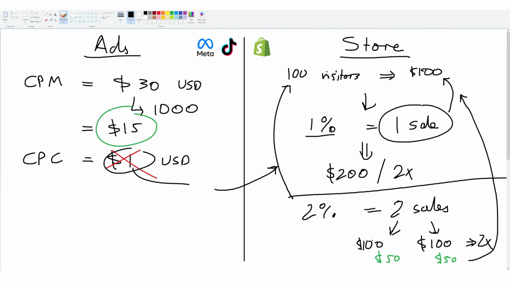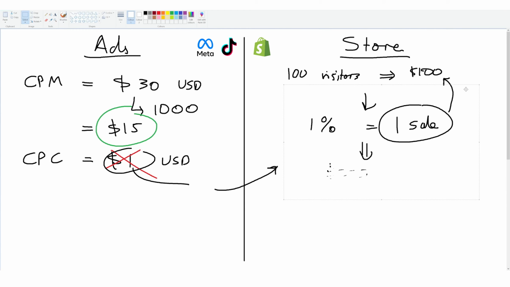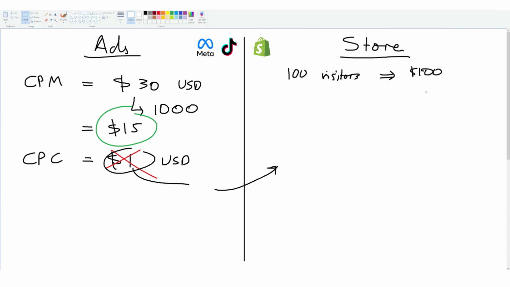However, after looking at many stores, most of you guys are selling low ticket items which are in the range of like $50 or less. Let's just delete this for now. Let's just say your cost per click actually dropped down to 0.5 US dollars. That would mean for 100 visitors, instead of paying $100, you'll be paying $50, which is better but still not that great.